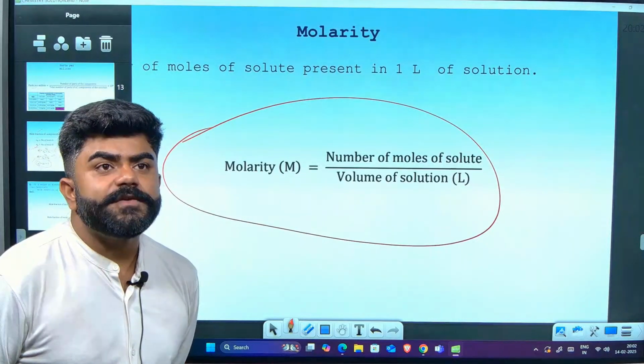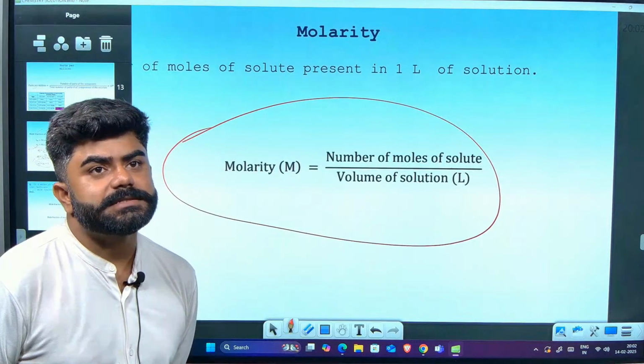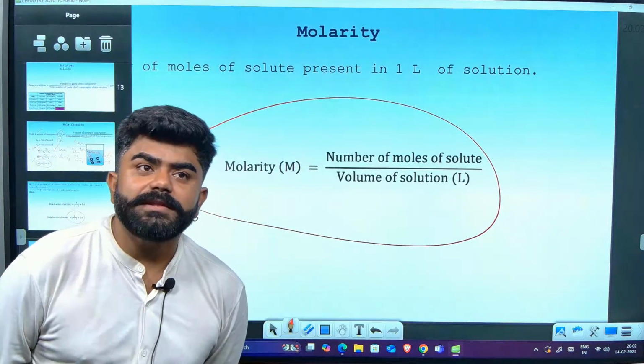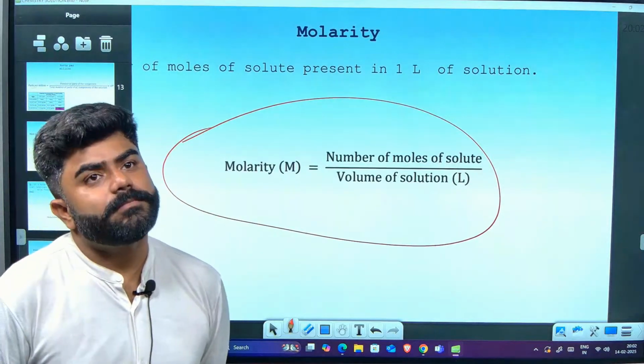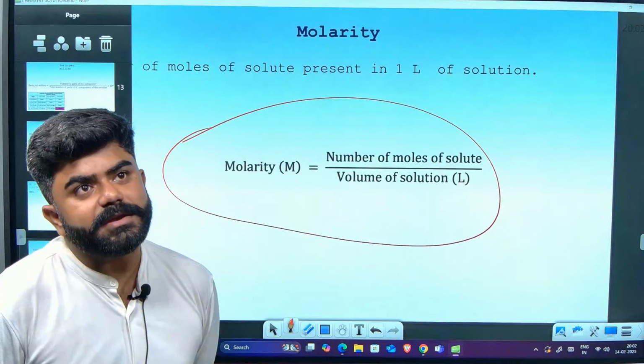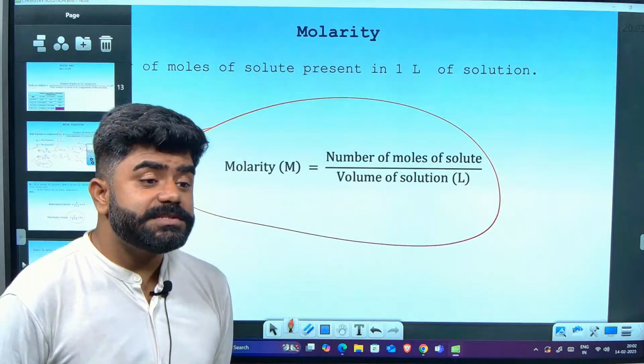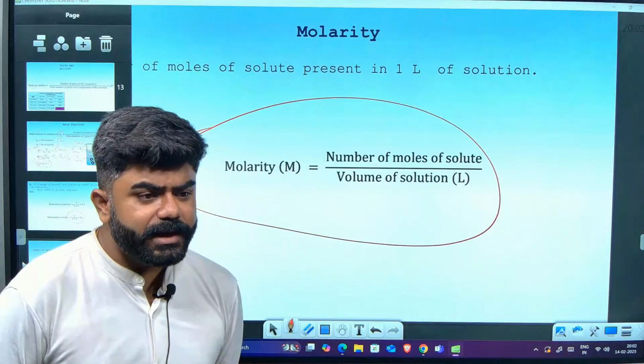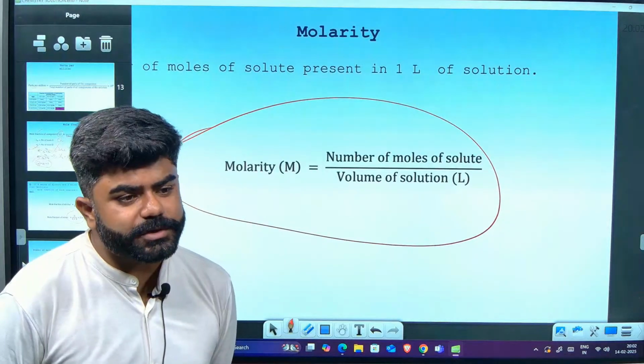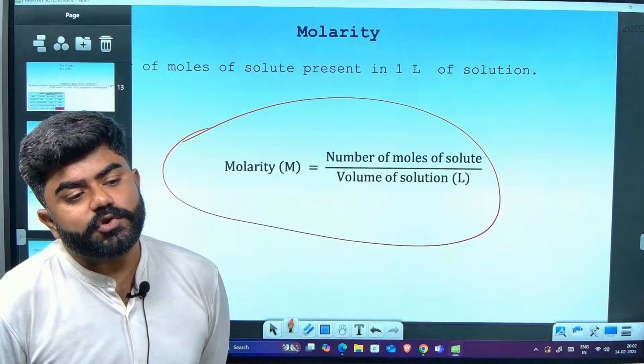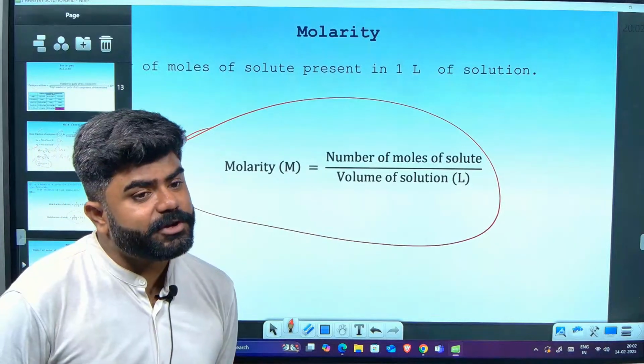Noted the question, all of you? Yes. So what are they asking you to find? They are asking you to find the molarity. What is given? Amount of NaOH is given, in grams. And the volume of solution in milliliter is given, not in liter.